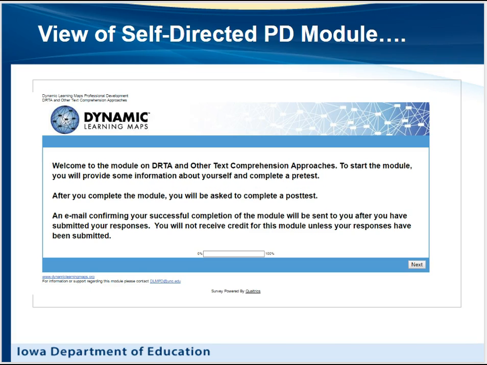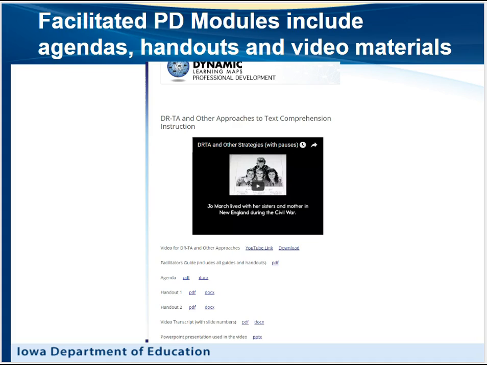So if you were going in to look at these as an individual, this is what it would look like. You just go in, you'd start the module, it would introduce you, it would take you through the materials, which include video modeling. Whereas this screenshot shows more of what the facilitated version may look like. So for example, for the DRTA and other approaches to text comprehension, I took this screenshot.